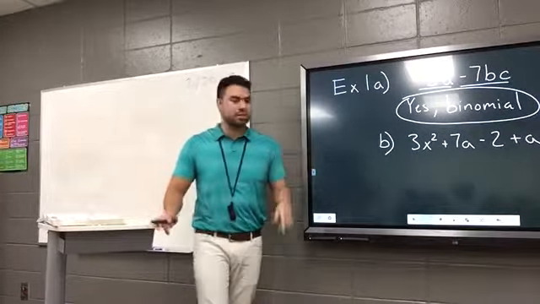3x squared. That's one term. And 7a, it's positive 7a. Negative 2 and positive a. Good. So it's 4 terms. What's the special name for that? Do you guys notice anything about a pair of terms? Yep. Yes. These two terms right here, do you guys remember what they're called?